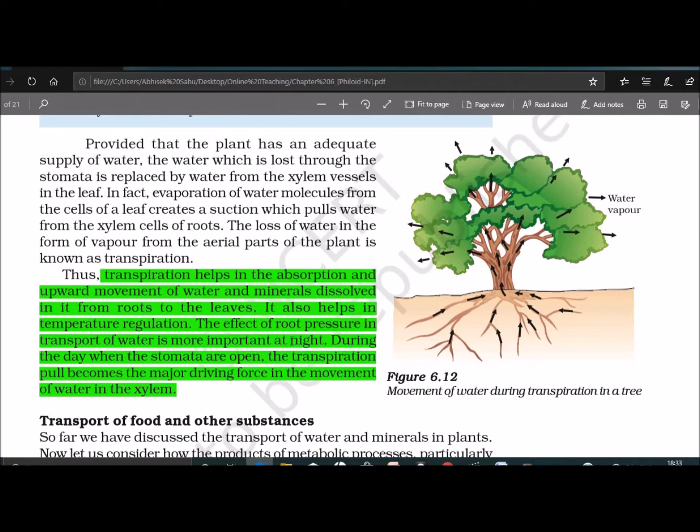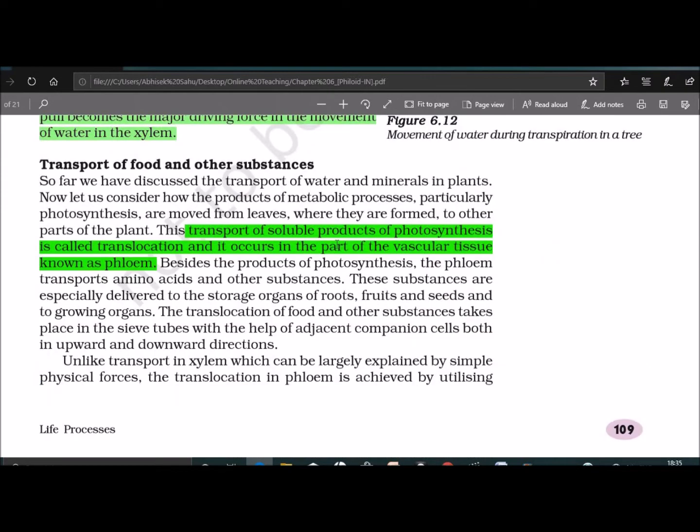During the day when the stomata are open, the transpiration pull becomes the major driving force in the movement of water in the xylem. Phloem is the living tissue in vascular plants that transports the soluble organic compounds made during photosynthesis. This transport process is called translocation.